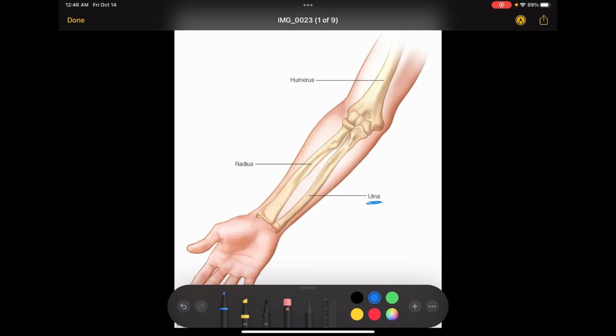So the ulna is on the pinky side, and it's always on the pinky side. It goes the length of the forearm, and it makes up that pointy part in your elbow. And then the radius is the other one. It's the thumb side. The reason they call it the radius is the radial head looks like a little circle. So that's how I remember it.